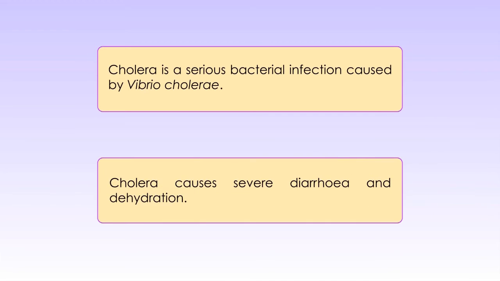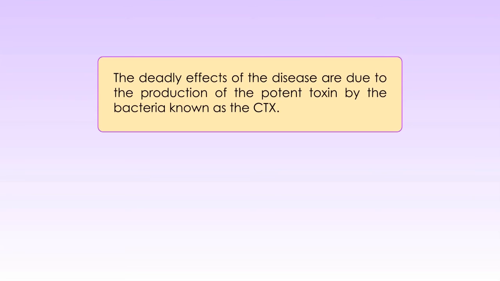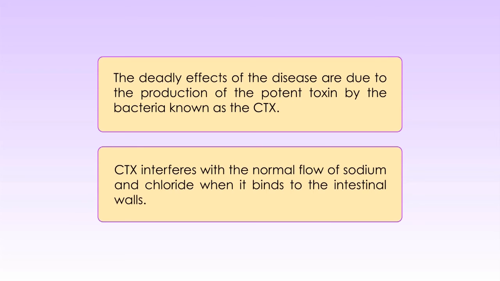Cholera causes severe diarrhea and dehydration, and if left untreated, cholera can be fatal. Cholera is usually transmitted by water which is contaminated with human feces, but it can also be transmitted by ingesting contaminated food, especially raw or undercooked seafood and shellfish. The deadly effects of the disease are due to the production of a potent toxin by the bacteria known as CTX. CTX interferes with the normal flow of sodium and chloride when it binds to the intestinal walls.